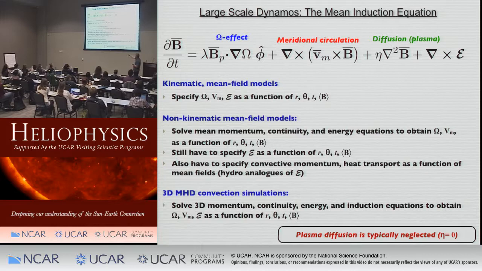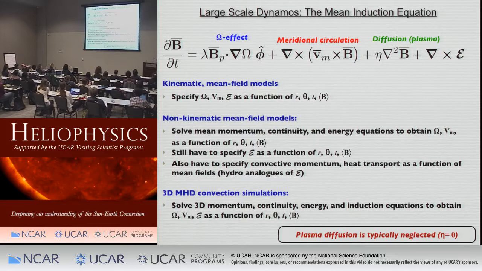The other way, you can do non-kinematic mean field models, where in addition to your induction equation you have a momentum equation and an energy equation. You can solve more self-consistently for what the velocity fields will be. If you have a momentum equation, you can solve for what omega and Vm will be. But you also have to put in some kind of turbulent model for the momentum transport and the heat transport. The other way is full 3D MHD convection simulations, where the velocity field, so omega and V and E, is created self-consistently as part of the solution of the full equations.